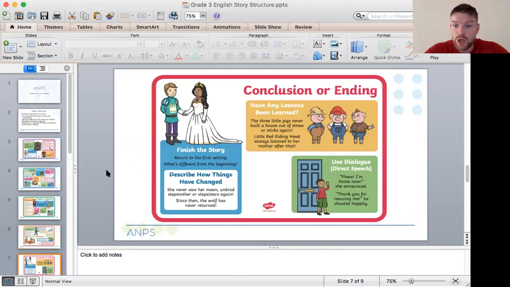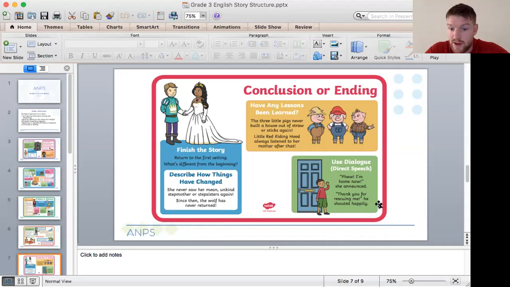And finally, we have our conclusion or our ending. We need to finish the story, okay? Return to the first setting. What's different from the beginning? Describe how things have changed. Example, she never saw her mean, unkind stepmother or stepsisters again. Since then, the wolf has never returned. Have any lessons been learned? The three little pigs never built a house out of straw or sticks again. Little Red Riding Hood always listened to her mother after that.